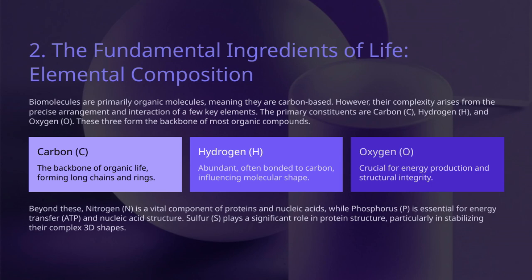All these elements form the backbone of organic life, creating long chains and rings that build the complex molecules we see in living organisms. Now, when we talk about biomolecules, we're mainly referring to organic molecules, which are primarily based on carbon. While carbon is central, the real complexity comes from how these key elements, carbon, hydrogen, and oxygen, are arranged and interact. Most organic compounds are built around this trio: carbon, hydrogen, and oxygen, forming the backbone that supports the complexity and diversity of life as we know it.